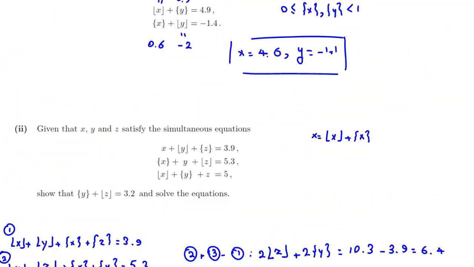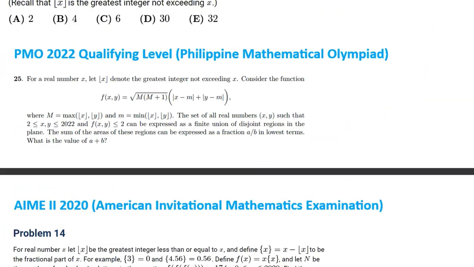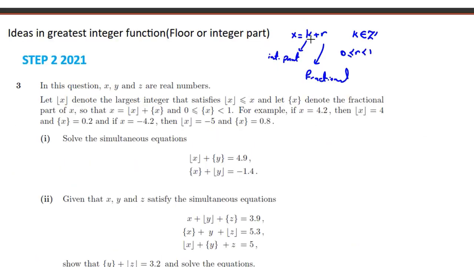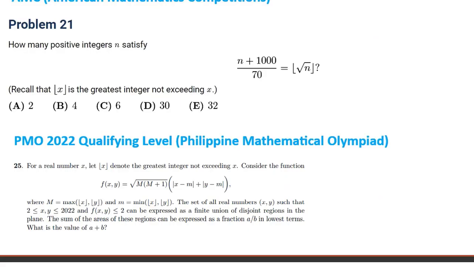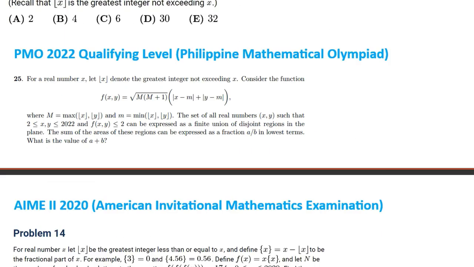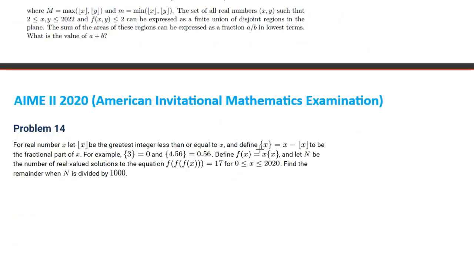All of them we've solved with the same idea: in this type of problem we should divide a number into its integer part and fractional part. Again, for this problem of AMC, for this problem of PMO, Philippine Mathematical Olympiad, and for this problem of AIME, that is so much harder than a problem of STEP, but the same idea. For all of them, you should use the same thing. Also here, you should first use a small example.